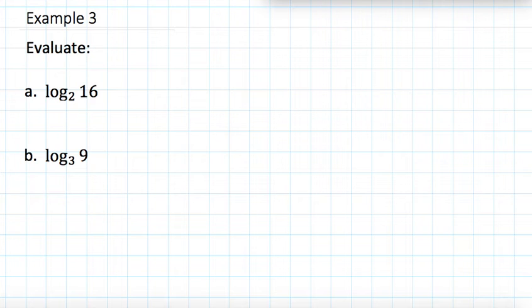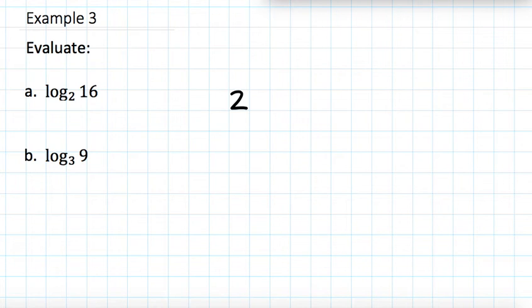Next, we're going to look at example 3 where we're actually going to evaluate logarithms. So we're going to find what number goes on the other side of the equal sign. And for right now, we're going to do this by guess and check and by hand type of methods. We're going to talk about how to do these on a calculator a little bit later.